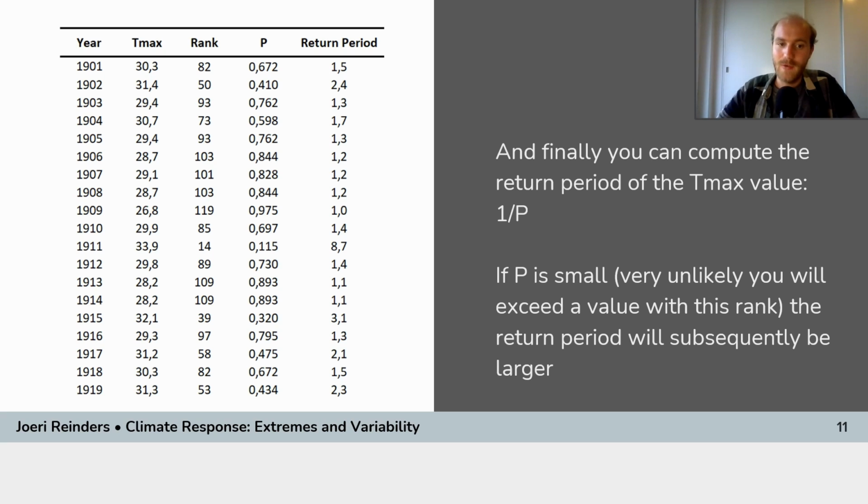For example, again, if you look at 1911, we see that the return period is 8.7, compared to 1908, which is rank 103, where the return period is 1.2. So this is how you get your return periods. Now we know what the return values are, the value associated with one of those return periods, because that's the Tmax that we already had.